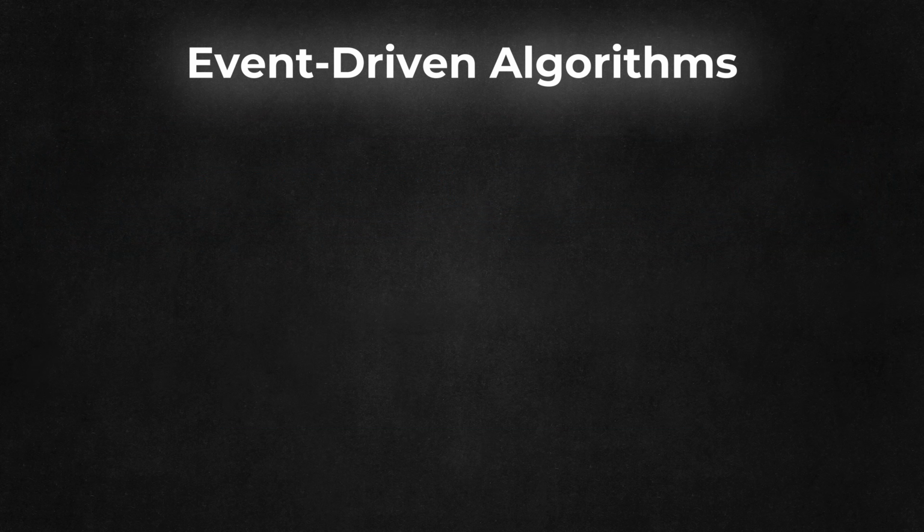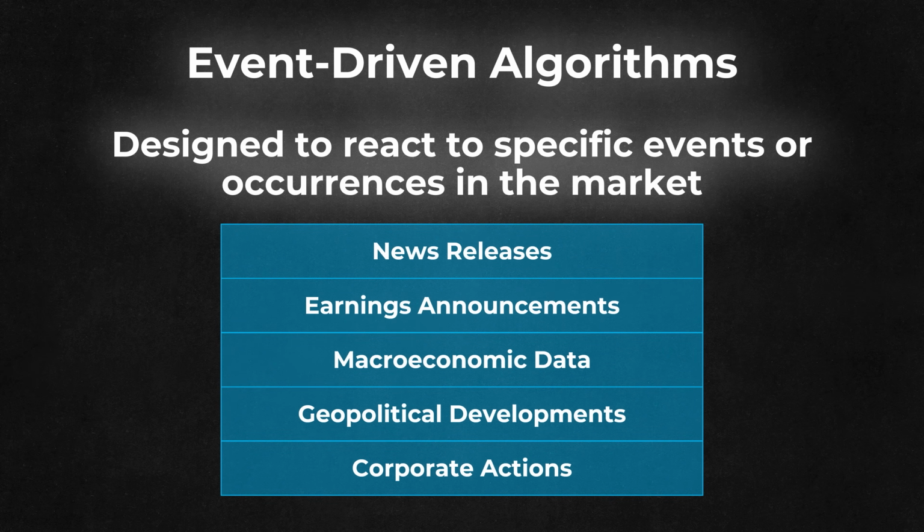Event-driven algorithms. Event-driven algorithms are designed to react to specific events or occurrences in the market, such as news releases, earnings announcements, macroeconomic data, geopolitical developments, or corporate actions. These algorithms process real-time information to capitalize on price movements triggered by such events in a much quicker way than human beings can.